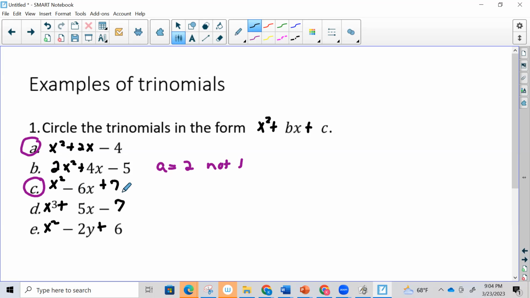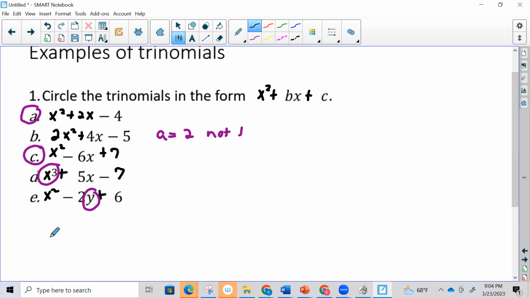Okay, this one is in the correct format. D does not work because of this x cubed. Okay? It has to be an x squared or a y squared in the first term, or a z squared, something squared. And then this last one does not work because this y does not match the initial variable. So those are all not trinomials.